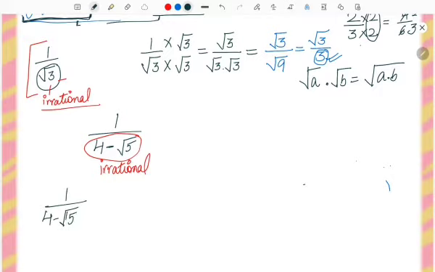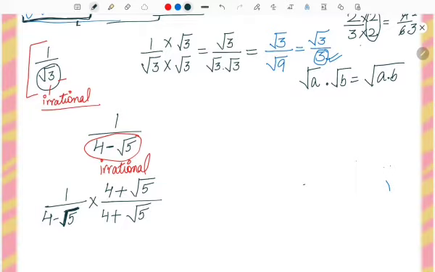In cases like this, what do we do? We reciprocate the sign. What is the sign that I have between 4 and √5? It is minus. What am I going to do? I'm going to reverse the signs. What is the opposite of minus? Plus. I'm going to multiply the numerator and denominator by 4 plus √5.